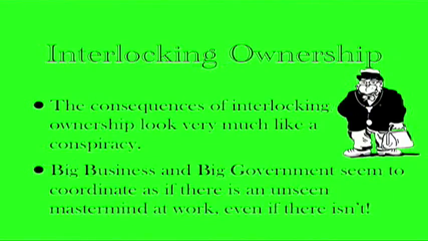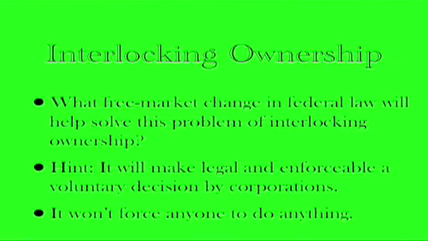The consequences of interlocking ownership look very much like a conspiracy. Big business and big government seem to coordinate as if there is an unseen mastermind at work, even if there isn't. What free market change in federal law, if enacted, will help solve this problem of interlocking ownership? Hint, it will make legal and enforceable a voluntary decision by corporations, and it won't force anyone to do anything.